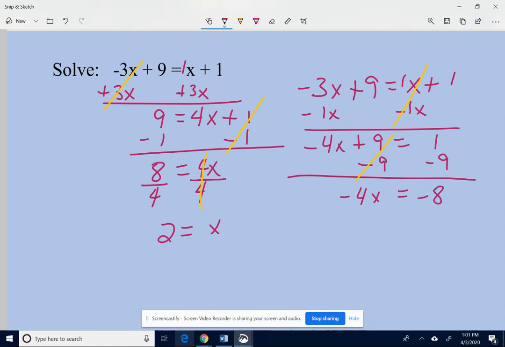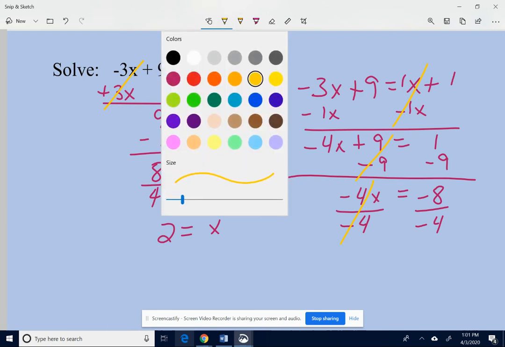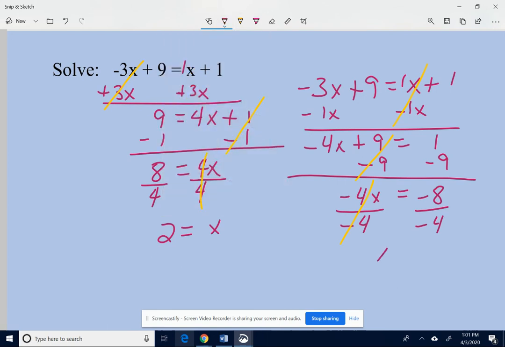Now we get rid of the multiplied number, the negative 4, by dividing by negative 4. Negative 4 divided by negative 4 is 1, so we have 1x, or x. A negative 8 divided by a negative 4 is a positive 2. See, we get the same answer.